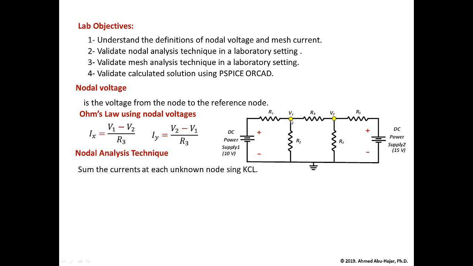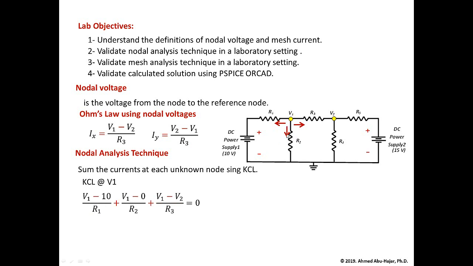The way we like to do it is we're going to sum all the currents leaving the node, leaving V1. So I will apply KCL at V1. If I write the equation with all the currents leaving the node, I will have this current over here, which is V1 minus 10 over R1, which is the current leaving here.